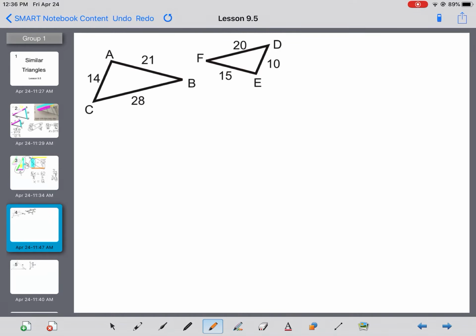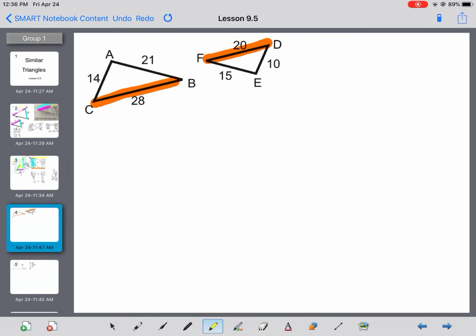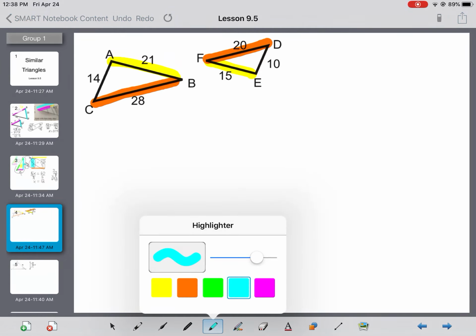Let's find corresponding sides. The one I always look for first is the longest side. I can see that it's right across from that right angle there. So 28 is the longest side, and then 20 is the longest side, because I usually find that the easiest one to find. Then I usually try and spin it in my head to see what else connects. And I can spin it in my head, and I think 15 and 21 are corresponding.